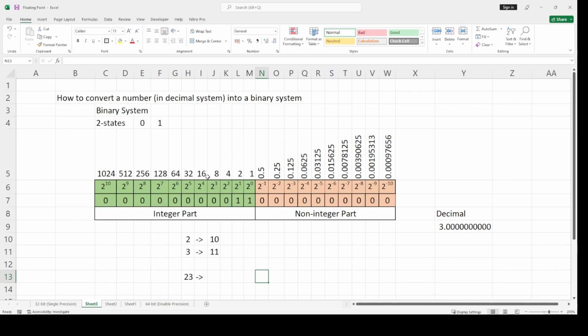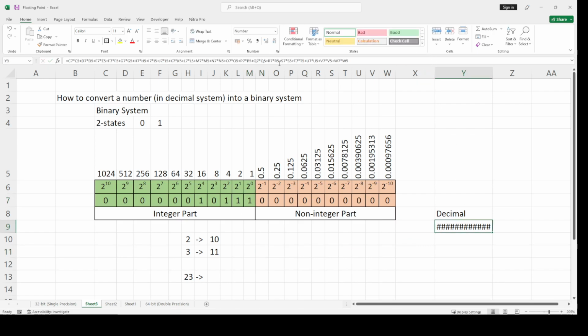As you can see here, if I add 16 and 8, it becomes 24. So it exceeded 23. So the only thing I can do is flip the switch. I'll turn this one off. I'll flip the switch in 16 plus 4, that is 20, plus 2, and plus 1. So this is what we call 23.